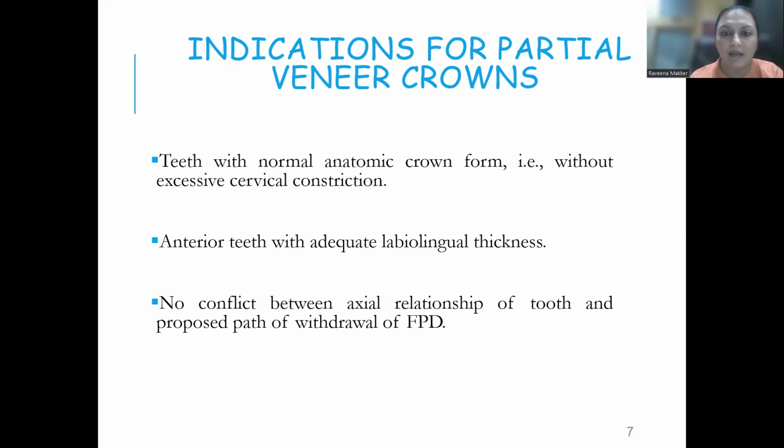Teeth with normal anatomic crown form, that is, without excessive cervical constriction. Then anterior teeth with adequate labiolingual thickness. No conflict between the axial relationship of the tooth and the proposed path of withdrawal of the fixed partial denture.